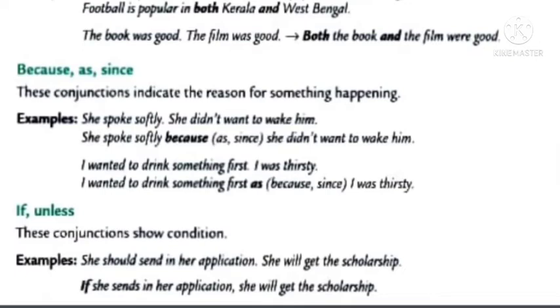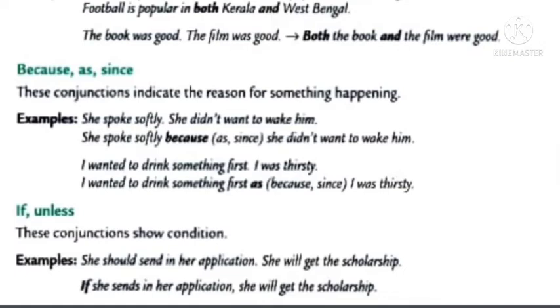Okay. I want to drink something first. I was thirsty. Why do you want to drink something first? Because that particular person was thirsty. Okay. I want to drink something first as I was thirsty. So instead of as, we can use because or since also. Okay. Because all these three conjunctions show us the reason. It gives us the reason.